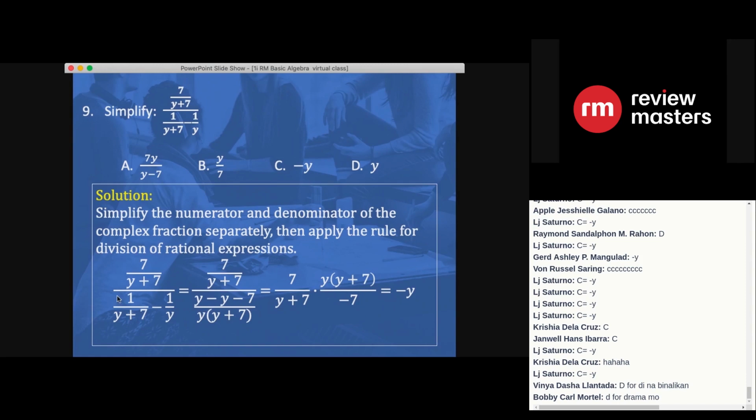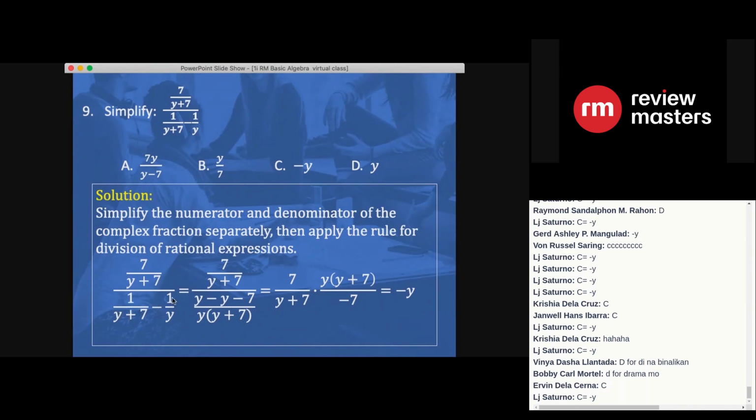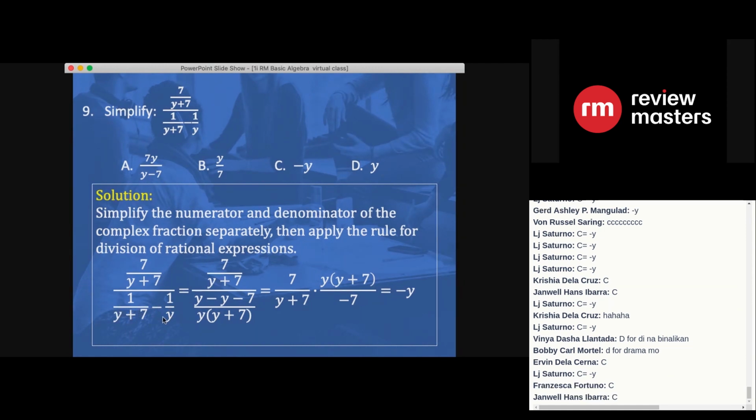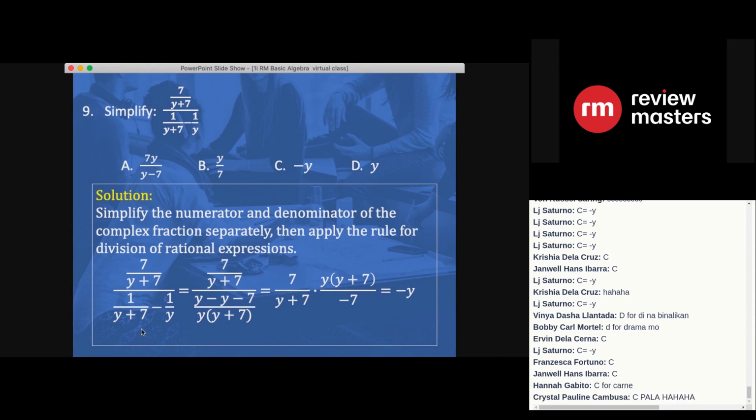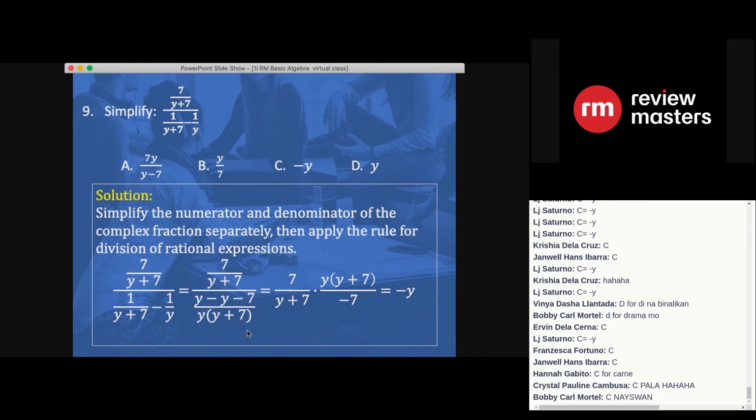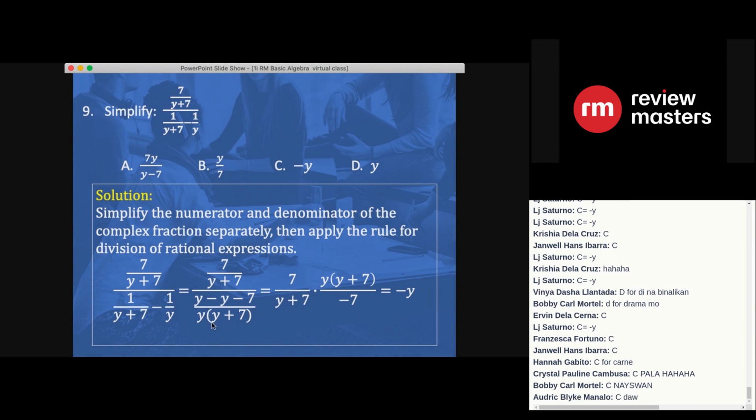Now this one, yung denominator, 1 over y plus 7 minus 1 over y, you find the LCD. Ano yung LCD of y plus 7 and y? That would be y times y plus 7. Okay? So, the LCD divided by your denominator here. So, y times y plus 7 divided by y plus 7, the answer is y, times 1 would be y.